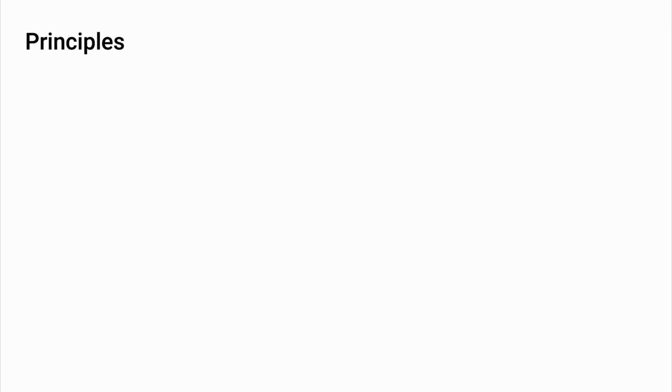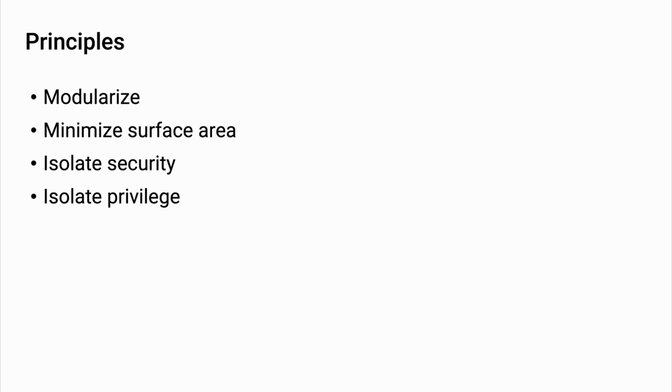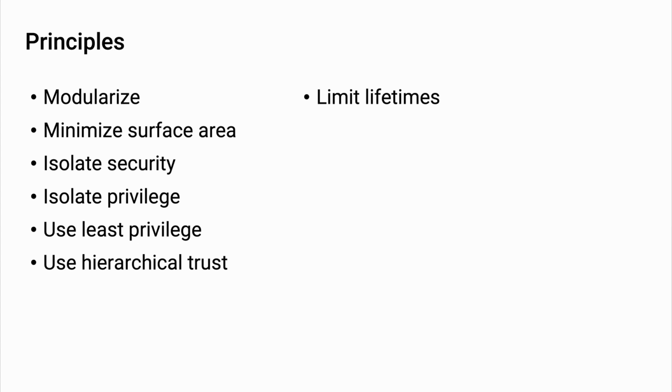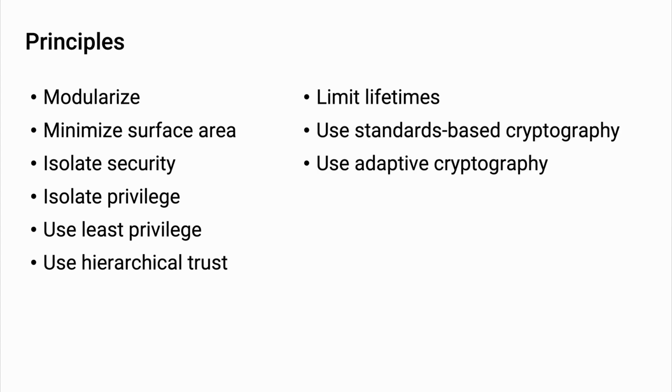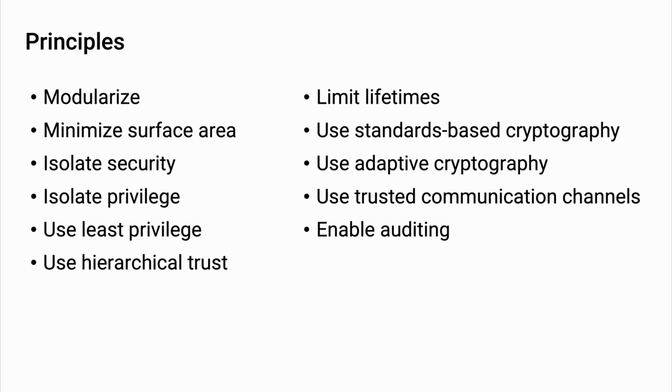The principles are going to be presented in a relatively hierarchical fashion. The ones that come first are built upon by the ones that come later. The list that we have is: modularize, minimize surface area, isolate security, isolate privilege, use least privilege, use hierarchical trust, limit lifetimes, use standards-based cryptography, use adaptive cryptography, use trusted communications channels, enable auditing, and degrade as necessary. Now let's look at each of these in detail.